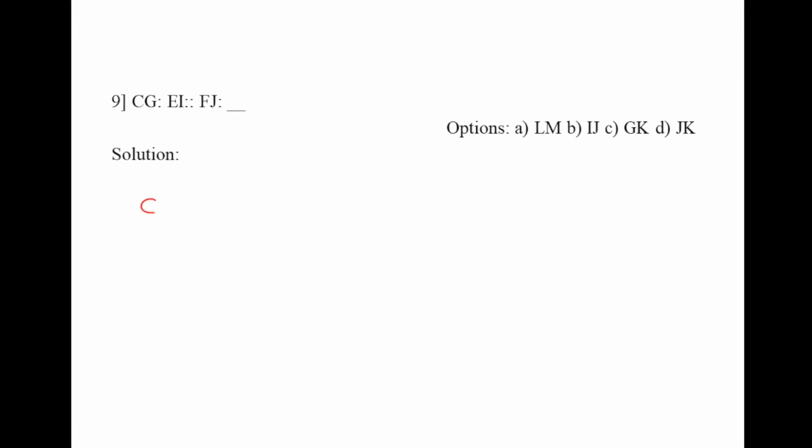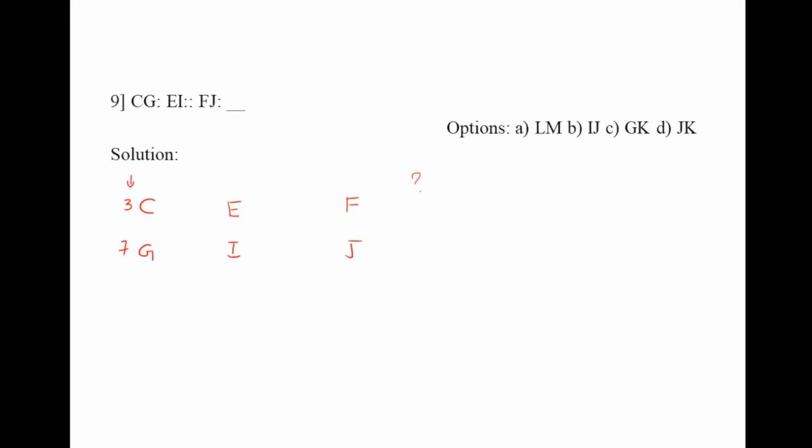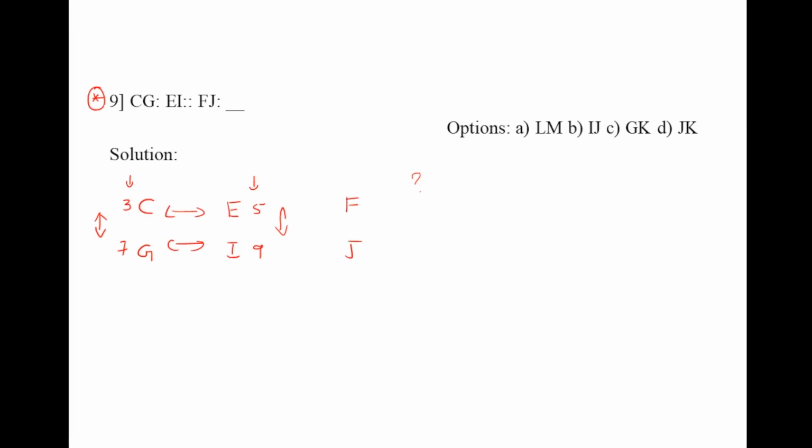Again I will write in column-wise direction E, I and F, J, and you have to find what the question mark is. Here I will write C as 3rd position, G in the 7th position, E in the 5th position, I in the 9th position. What is the relation between these, or in the vertical direction also? This is one of the important questions. 3 plus 2 is 5, and 7 plus 2 is 9. If I use the same concept here, F is 6, G is 10.